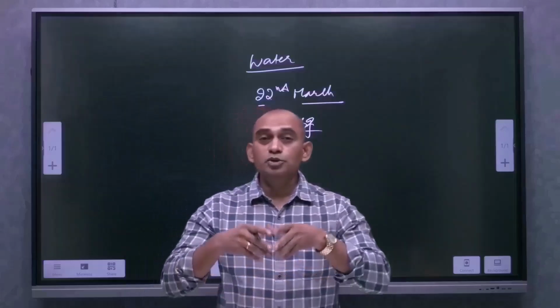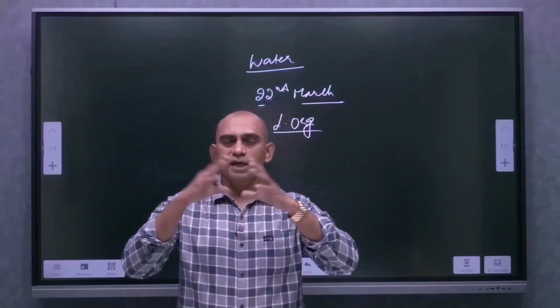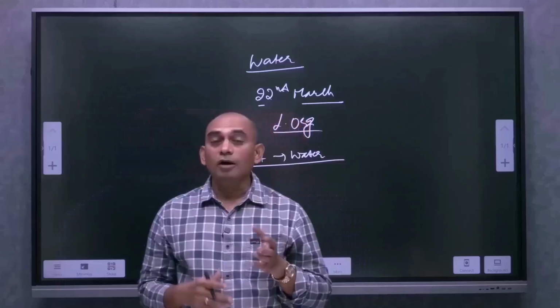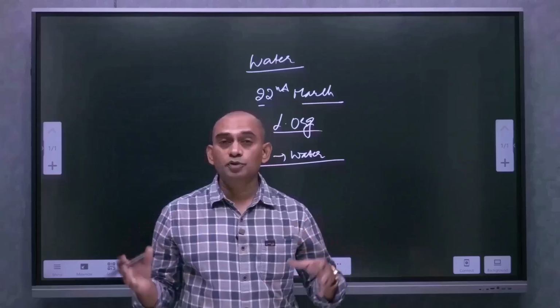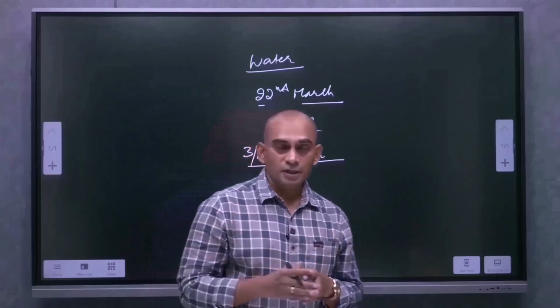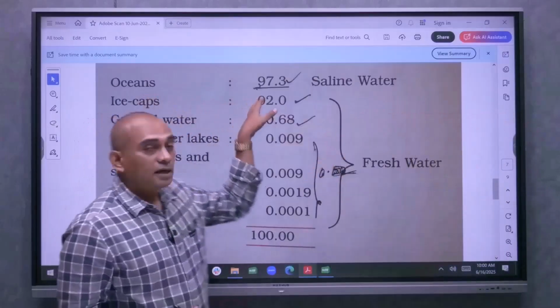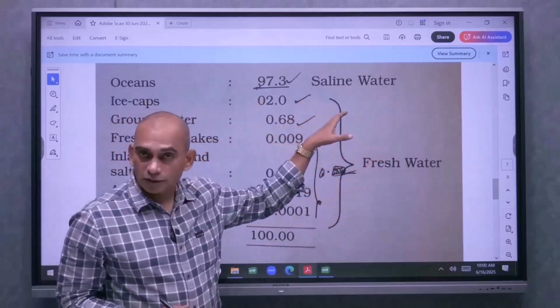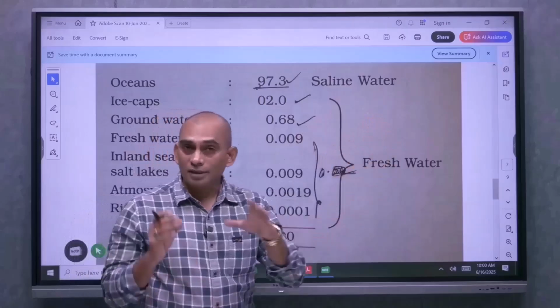We'll see distribution of water. So if you take the earth, 3/4 of the earth's surface is covered by water. How this much water got distributed on the earth's surface? Look at this one. Oceans contain 97.3% of total water. That is saline water or salty water.